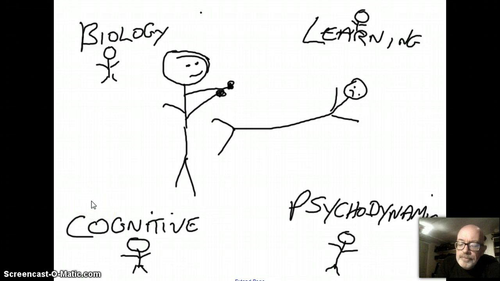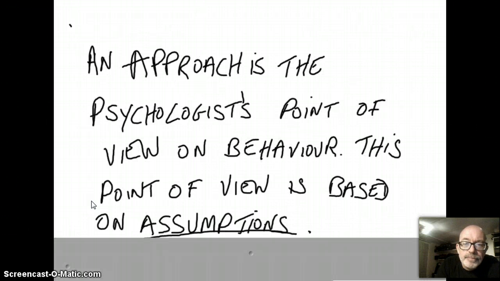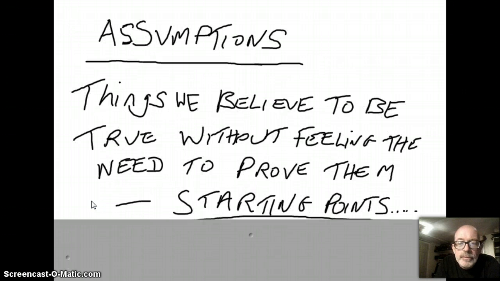Okay, so the point we have here is that the four different approaches look at behaviour in different ways. So an approach is the psychologist's point of view, if you like, of behaviour. But the point of view of behaviour is based on assumptions, and we need to know what an assumption is. Now, assumptions are things that we believe to be true without feeling the need to prove them. They're like starting points for an explanation.